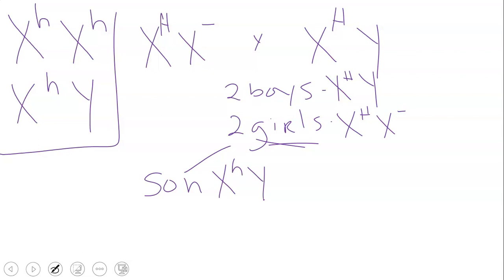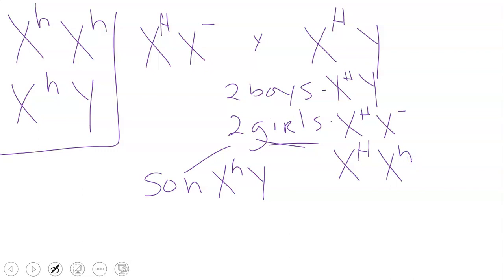So it says, what is the genotype of the man and woman, the original parents? And then what are the genotypes of their children? What is the genotype of their son who has hemophilia? And did the son inherit this condition from his mother or father? So first off, one of these girls is going to be X big H, X little h.